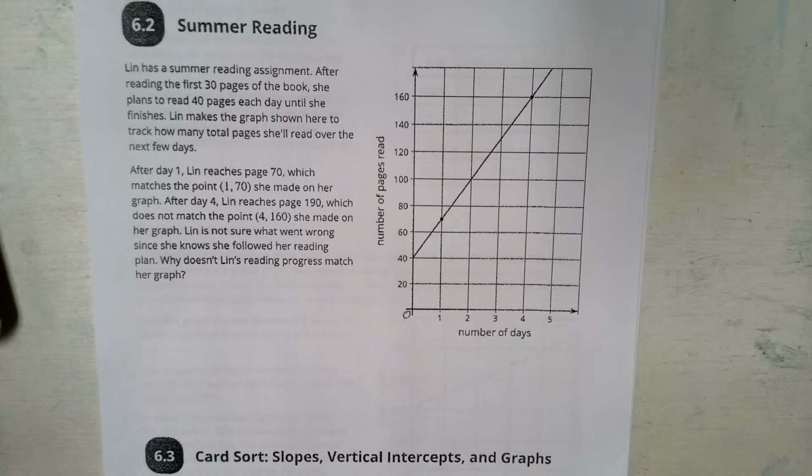Lynn has a summer reading assignment. After reading the first 30 pages of the book, she plans to read 40 pages each day until she finishes. Lynn makes the graph shown here to track how many total pages she'll read over the next few days. After day 1, Lynn reaches page 70, which matches the point (1, 70) she made on her graph. After day 4, Lynn reaches page 190, which does not match the point (4, 160) she made on her graph. Lynn is not sure what went wrong, since she knows she followed her reading plan. Why doesn't Lynn's reading progress match her graph?